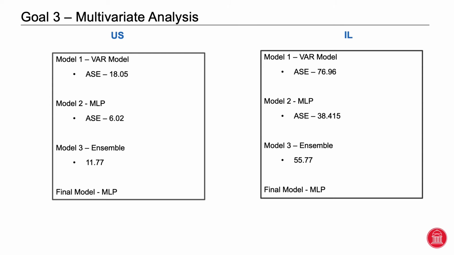Here are the model comparisons. The VAR model produced an ASE of 18.05, MLP produced an ASE of 6.02, and the ensemble model produced an ASE of 11.77. And for Illinois, the VAR model produced an ASE of 76.96, the MLP model produced an ASE of 38.415, and the ensemble model produced an ASE of 55.77. So based on ASEs for both US and Illinois, the chosen model was MLP.